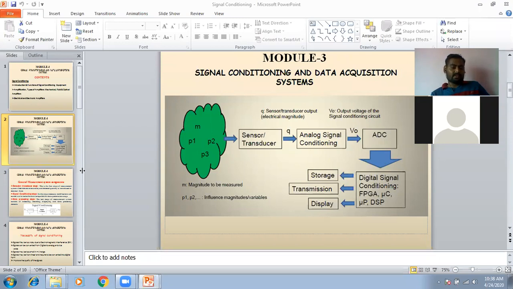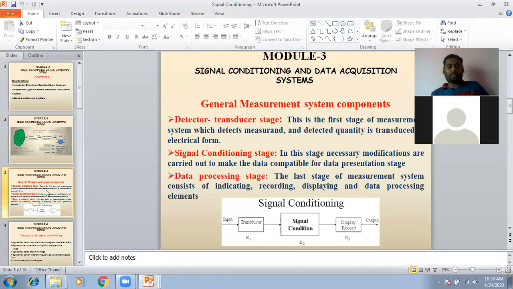After this, these are the general measurement system components. As I discussed, this is a signal conditioning system. This is a simple block diagram that consists of stage 1, a transducer, stage 2, a signal conditioning stage, and stage 3, a data processing stage. The first stage is the transducer stage. The transducer converts some physical quantity to an electrical form, so that is the detector or transducer stage.